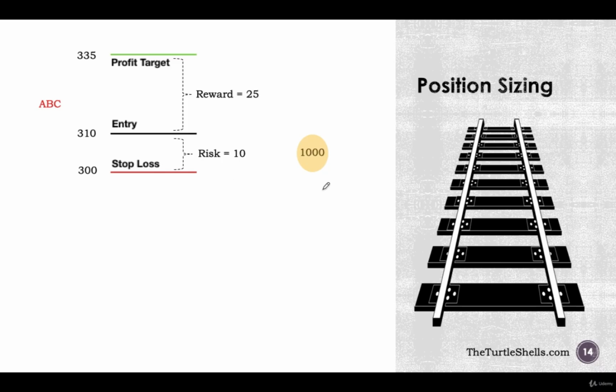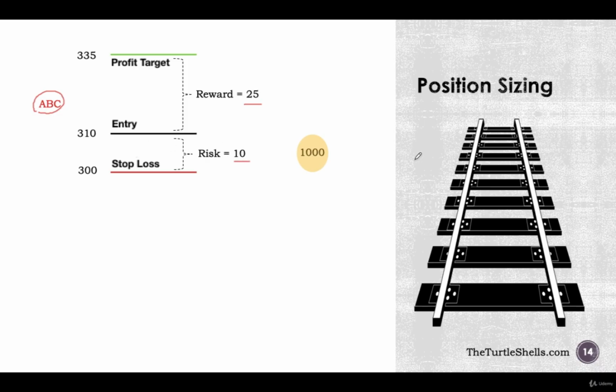So let's quickly look at some small examples here. This is very easy to understand. Do not make this complicated. So this is my entry, this is my stop loss, that is my profit target. So let's say this is a stock ABC, okay, and the current price is 310. And I want to keep the stop loss at 300. And when the price comes to 335, I want to exit. I want to book my profits. So my reward is 25, which is 335 minus 310. And my stop loss is 10.